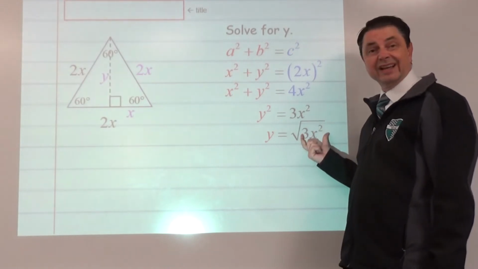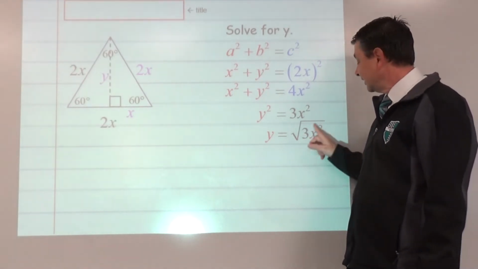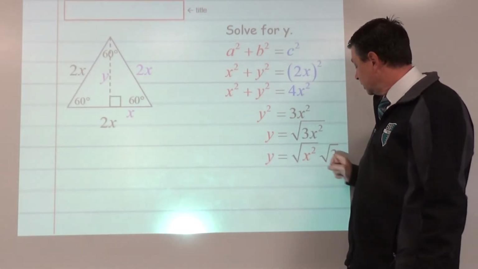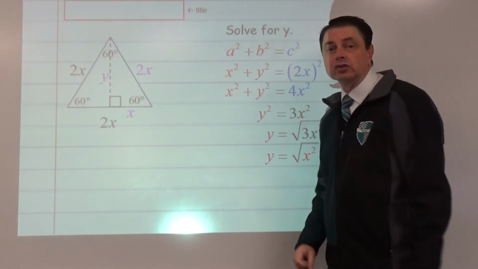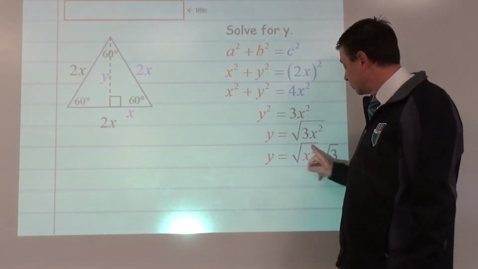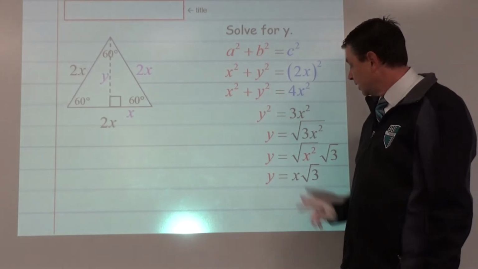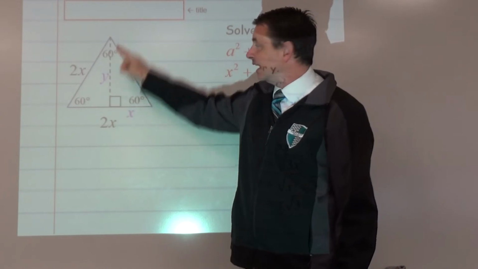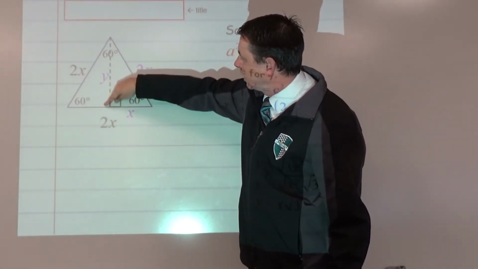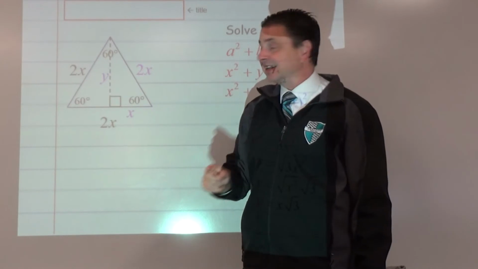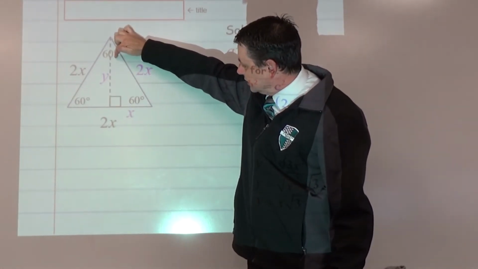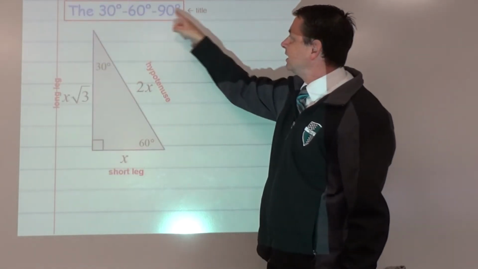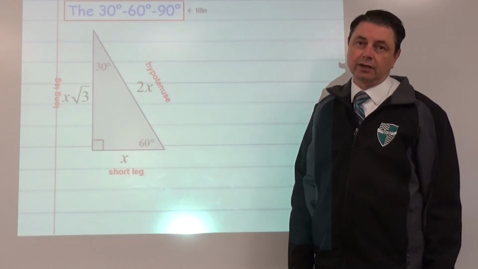We're looking for, is any of this a perfect square? And the x squared is, so we're going to separate it out into x squared and 3 as our factors underneath the square root. The square root of x squared is x. So y is equal to x times the square root of 3. That goes there, and we are going to focus on this part right here. And yes, it is a 30 degrees, 60 degrees, 90 degrees. 30, 60, 90 is this special right triangle.